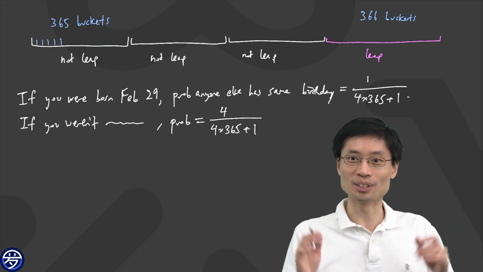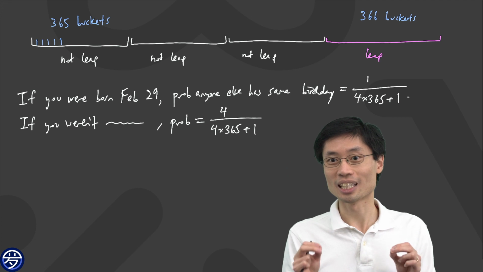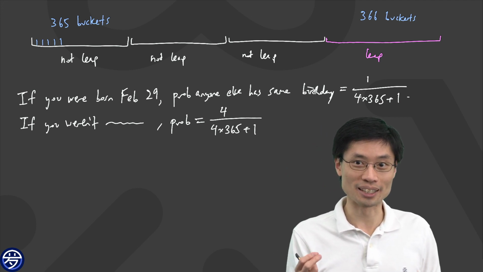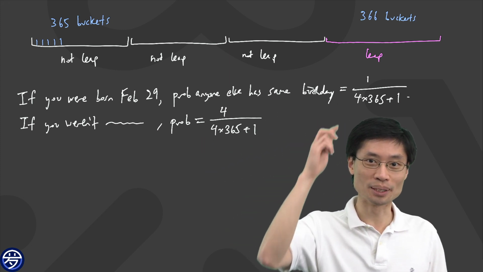Now I want to remove the you part, and I want to say, look, I will just pick two people, and I want to know what's the chance that they have the same birthday. Well, how would I do this? If I want to do this, I combine these probabilities.